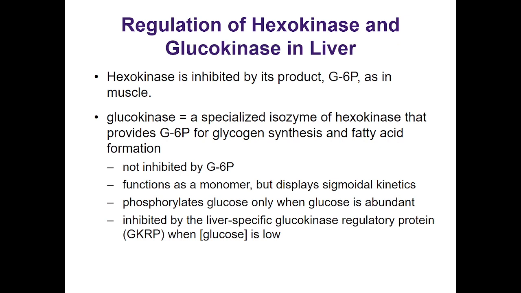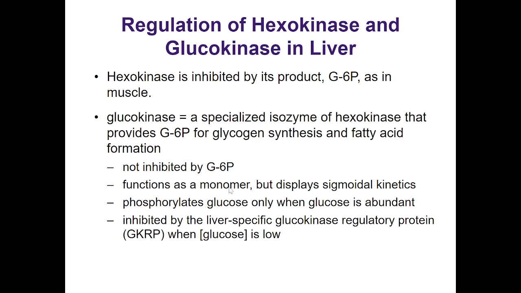The hexokinase is going to be inhibited by its products. That's G6P, as in the muscle. That's that same inhibition we saw in the muscle. The glucokinase is going to be a specialized isozyme of the hexokinase. This can provide the G6P for glycogen synthesis and fatty acid formation. It's not inhibited by G6P.